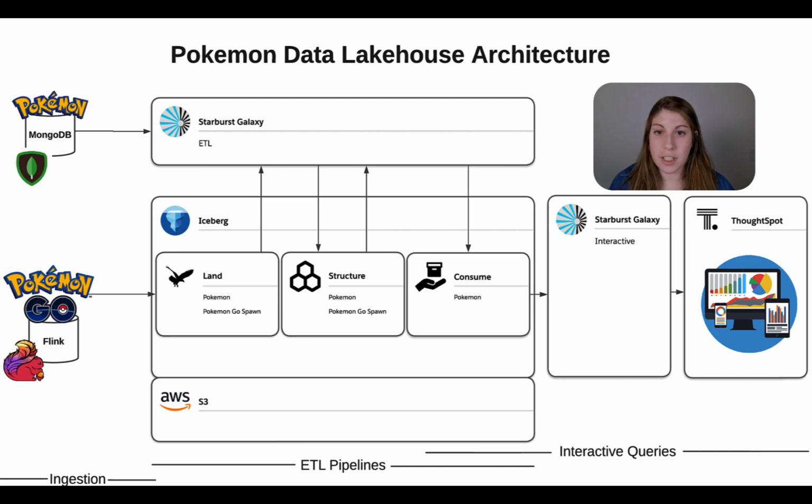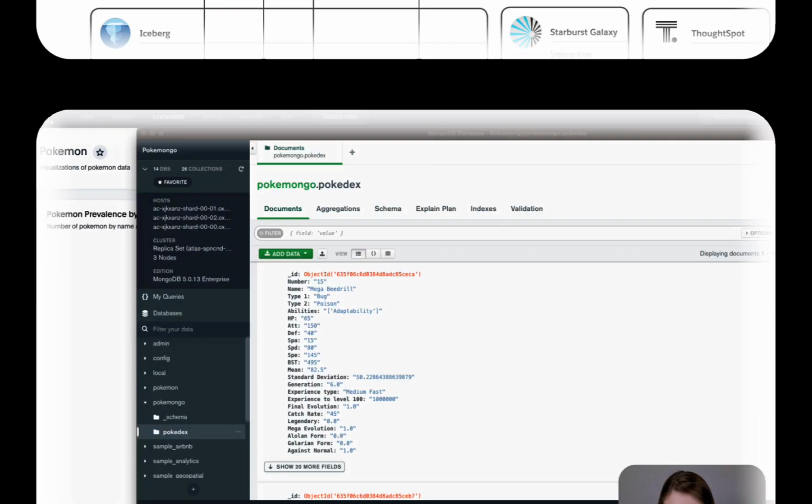Finally, in the consume layer, we're going to combine the two structure layer tables together into one queryable table that's ready to be consumed by any sort of data consumer out there. We're then going to throw that final table into ThoughtSpot and do some visualizations and analysis to see what Pokemon is most common around the San Francisco Bay.